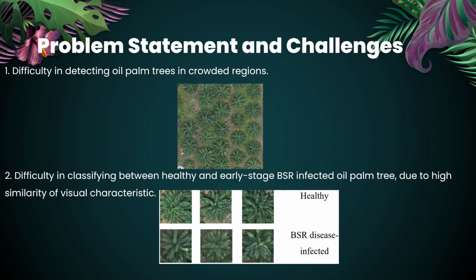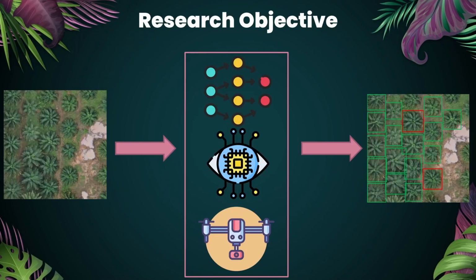The problem of detecting BSR disease among oil palm trees is that the visual characteristics of healthy and BSR disease infected oil palm trees are very similar. And it is very difficult to detect oil palm trees within the crowded region, as you can see the placement of the oil palm trees in the plantation region is very crowded. Hence, in this study we aim to propose a deep learning-based computer vision algorithm to effectively and accurately detect BSR disease within oil palm trees using UAV images.